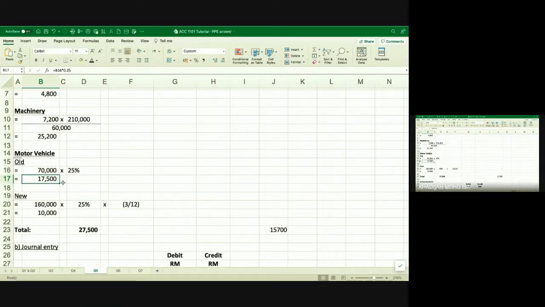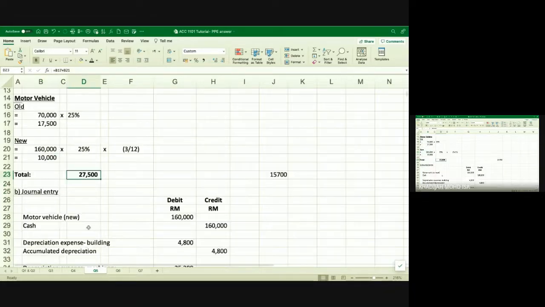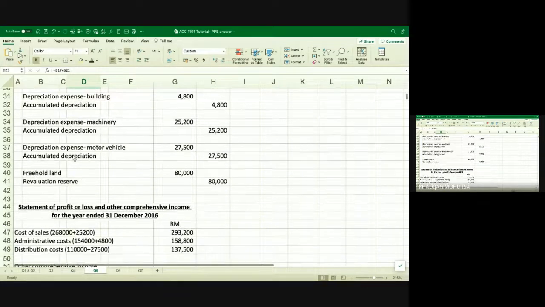So what is the cost of the motor vehicle now? You have old 70,000 and the new is 160,000. But the depreciation is total 17,500 plus 10,000, so you have 27,500. So you have the depreciation for motor vehicle 27,500 accumulated. And remember that you also have the freehold land surplus: you revalue, debit your land, credit your revaluation reserve.